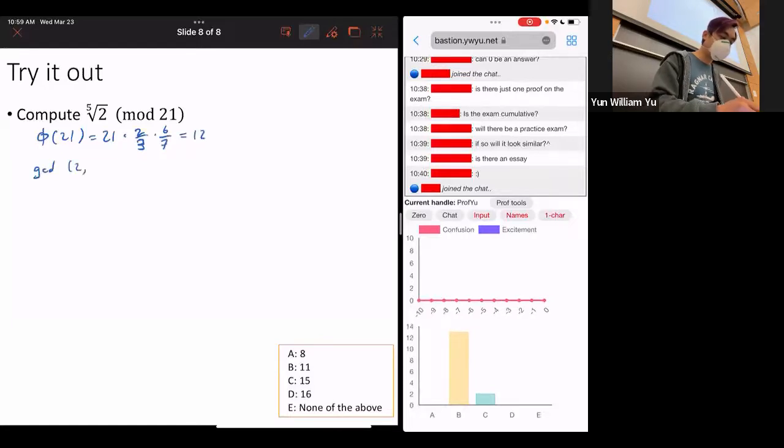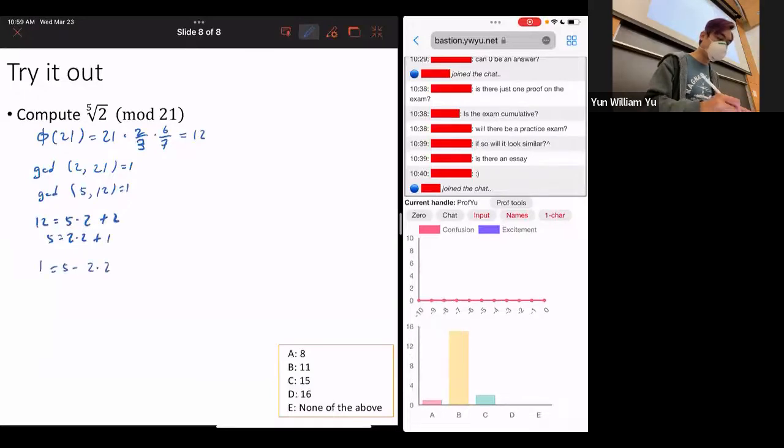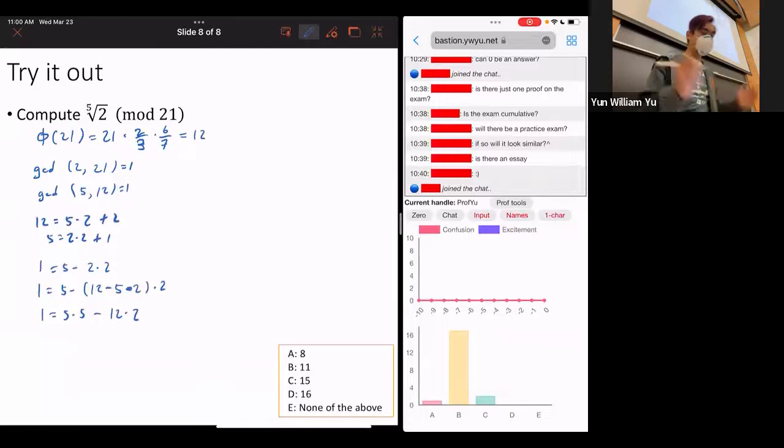Then check the GCD of 2 and 21 is equal to 1, and the GCD of 5 and 12 is equal to 1. Then you take 12 is equal to 5 times 2 plus 2. 5 is equal to 2 times 2 plus 1. Reverse that. 1 is equal to 5 minus 2 times 2. 1 is equal to 5 minus (12 minus 5 times 2) times 2. And so then 1 is equal to 5 times 5 minus 12 times 2. Of course, that is correct. So you can double check that.